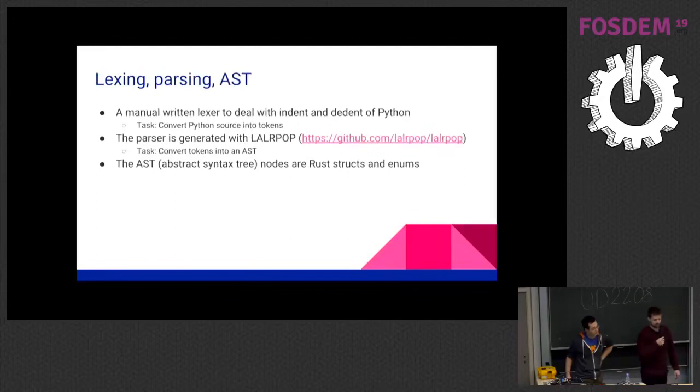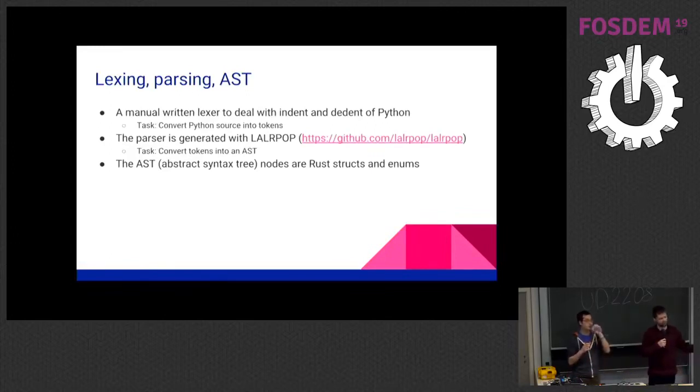So how does it work when we do the lexing part? Lexing in Python is particularly difficult because it's whitespace based. So it's hard to use a lexer generator because you have to keep track of the whitespace. So there's a manual lexer which just looks at all the characters and produces tokens. So the task of the lexer is to take source code and get tokens out. And that's handwritten. Then we have a parser which is created with LALRPOP.